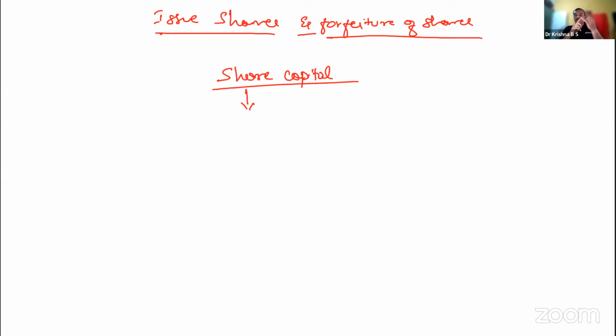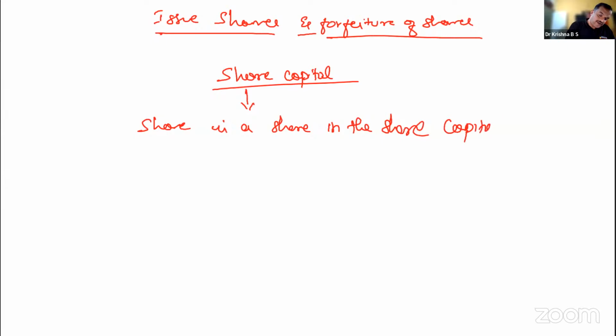Share is a share in the share capital of a company. This is the meaning of share. Share is a share in the share capital of a company. In the share capital of a company. This is the meaning of share.